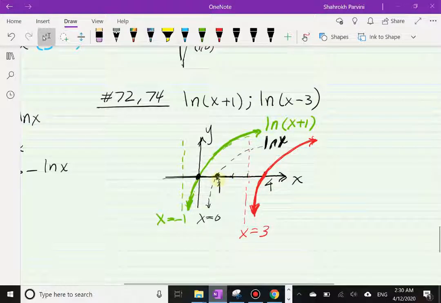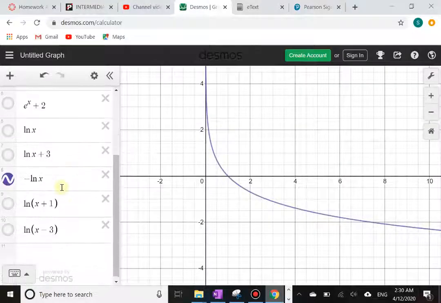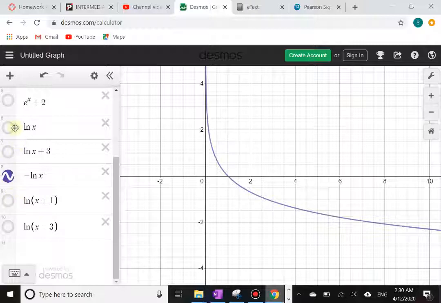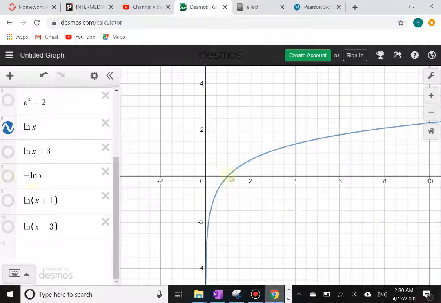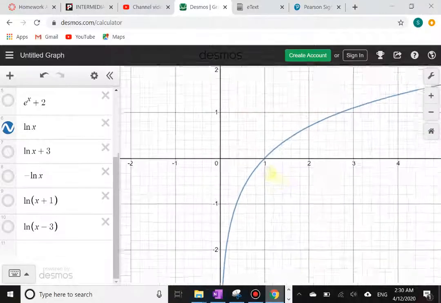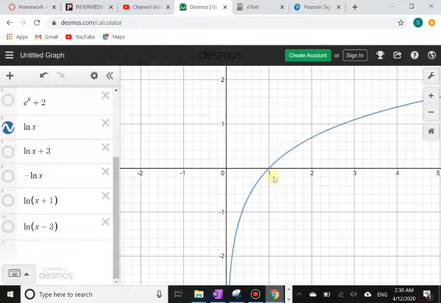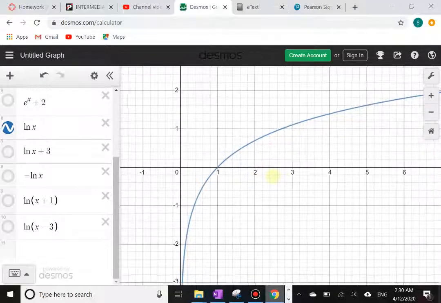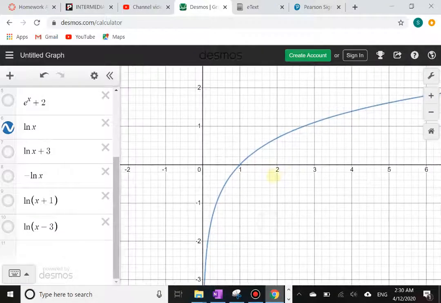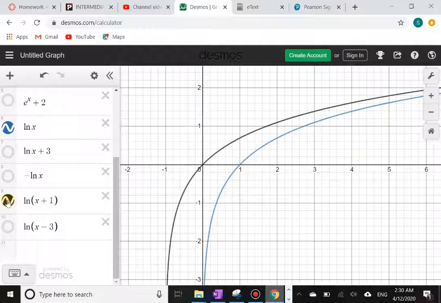And we're going to do those in Desmos, ln of x plus 1, x minus 3. And I have done those, see? So let me go back. This is just ln of x, remember this one? We actually want to shift these to the right or left. So ln of x plus 1, look at what's going to happen to the graph. It shifted to the left 1 unit. The vertical asymptote used to be the y-axis for ln of x. Now it's actually x equals -1.